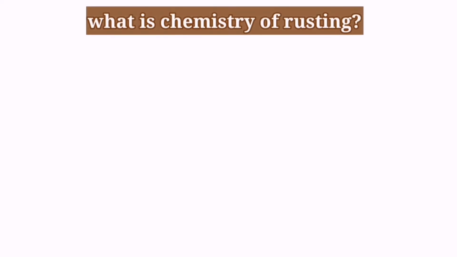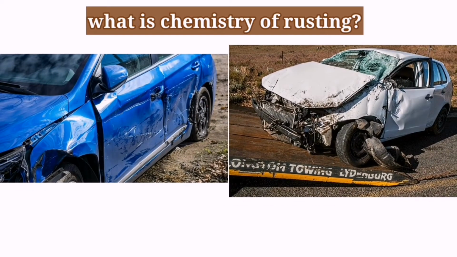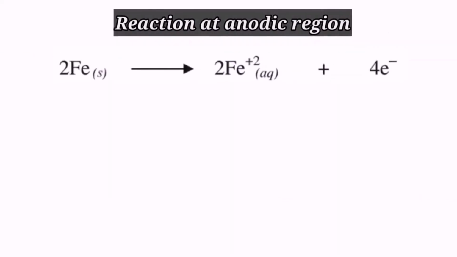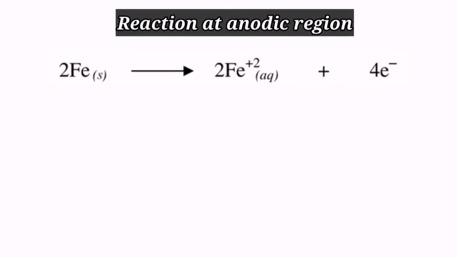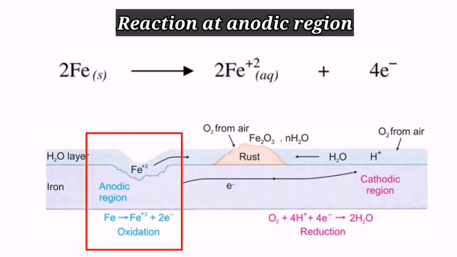What is the chemistry of rusting? Stains and dents on the surface of the iron provide the sites for the process to occur. This region is called the anodic region, and the following oxidation reaction takes place. You can see in the reaction, solid iron converts into ferrous iron by losing 4 electrons. This loss of electrons damages the object.